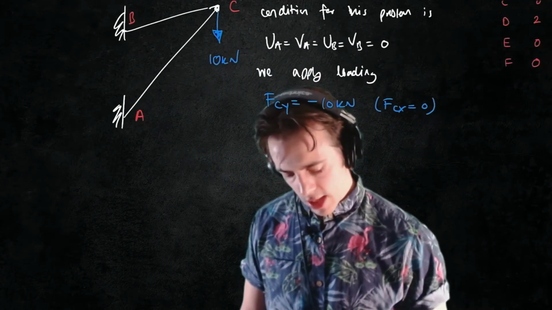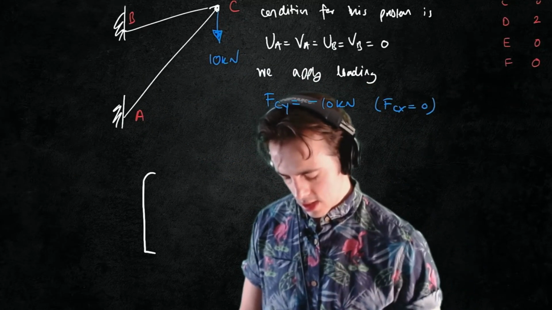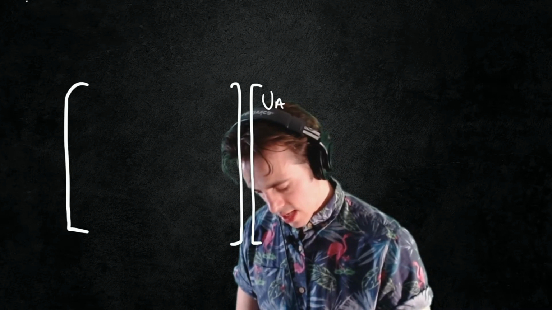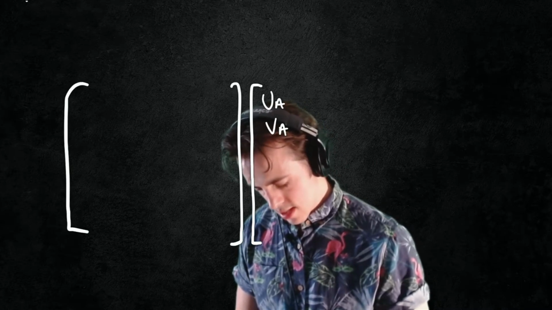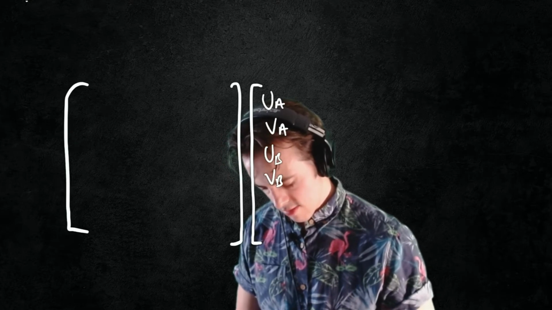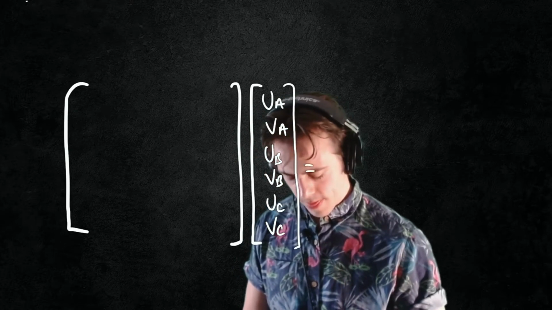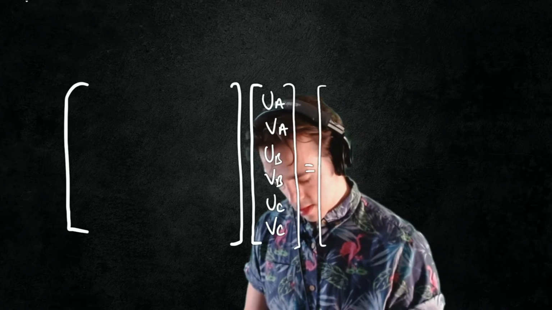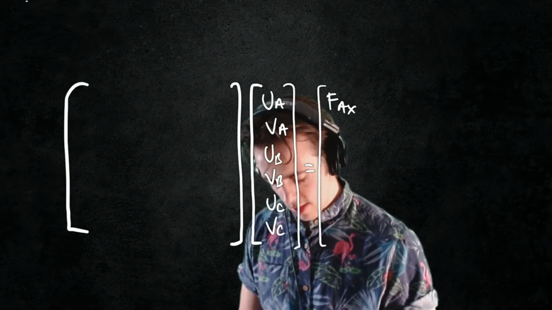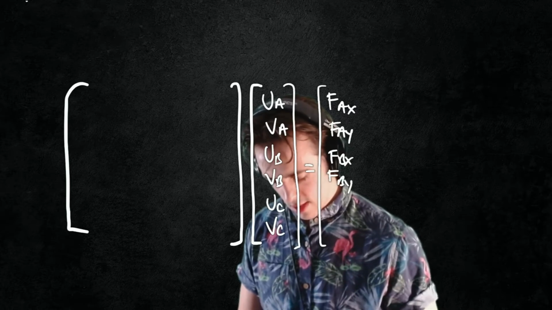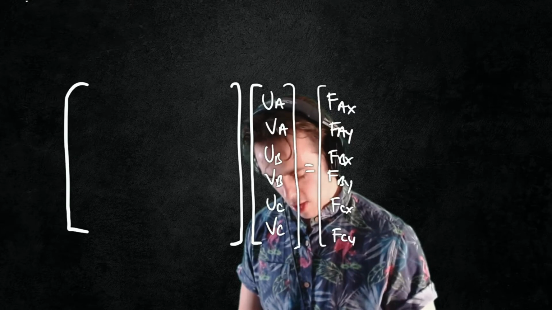So we apply these boundary conditions by recognition of the fact that, let's write these out here. This is my stiffness matrix in here. I'm not going to write the numbers in, but I am going to write UA, VA, UB, VB, UC, and VC. And that's then equal to FAX, FAY, FBX, FBY, FCX, and FCY.